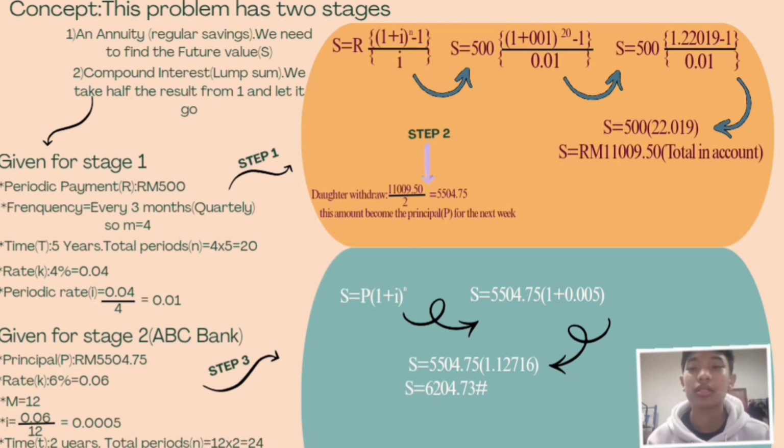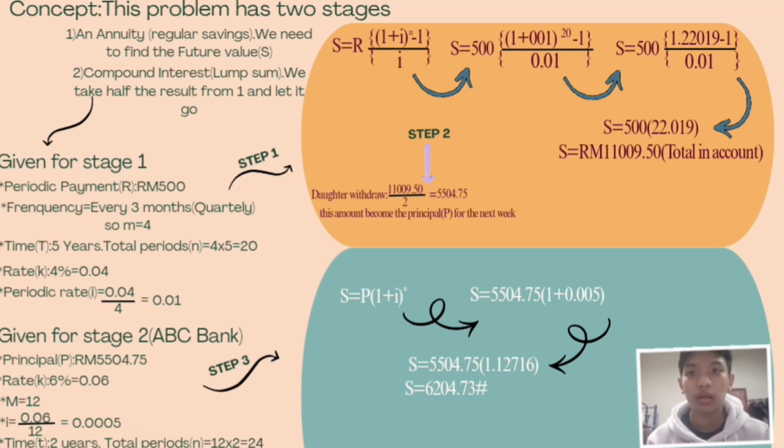Step 2, compound interest. Immediately after the last deposit, his daughter takes half this amount. P equals 11,009.50 divided by 2, equals 5,504.75. She invests this lump sum at ABC Bank at 6% compounded monthly for 2 years. The new periodic rate I is 6% divided by 12, or 0.005. The new number of periods N is 2 years multiplied by 12 months, or 24 periods.